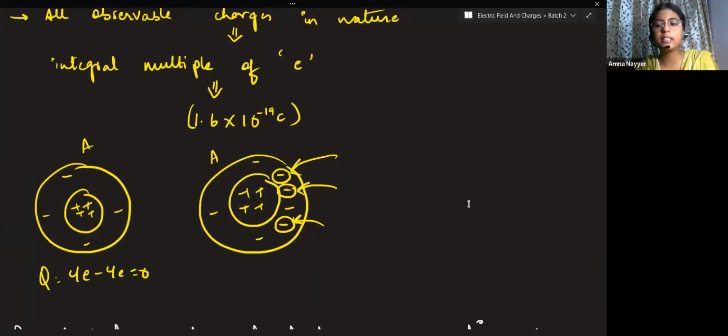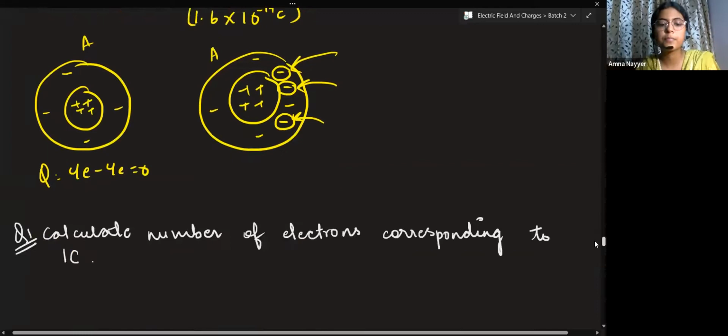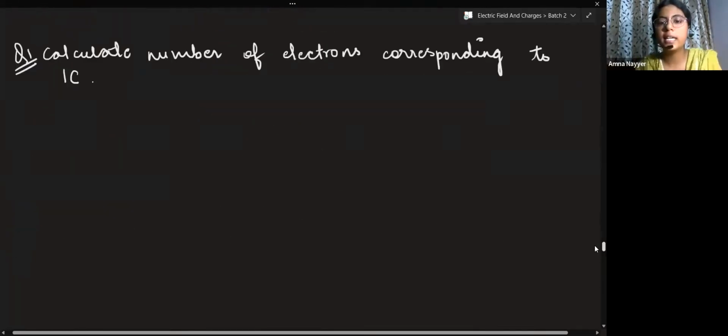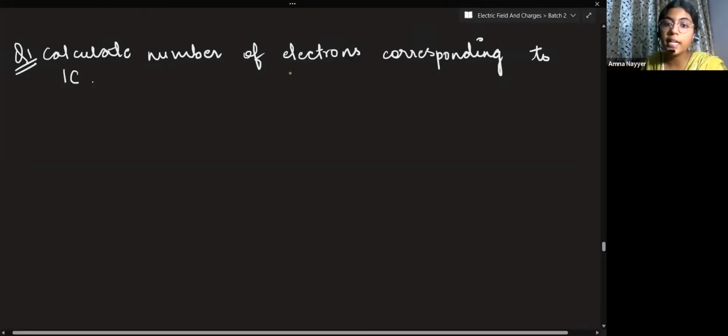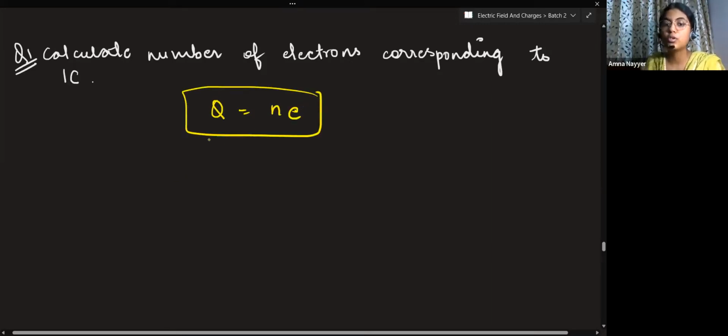Just try this question. Calculate the number of electrons corresponding to 1 coulomb. Now see how you have to calculate. You have to find out the number of electrons corresponding to 1 coulomb, means Q is equal to Ne. This is the formula that you have. This is the first formula of your chapter, and it is required, and questions do come from this formula.